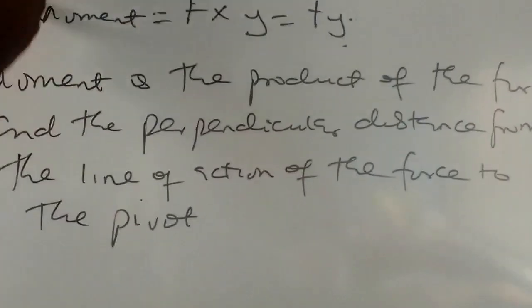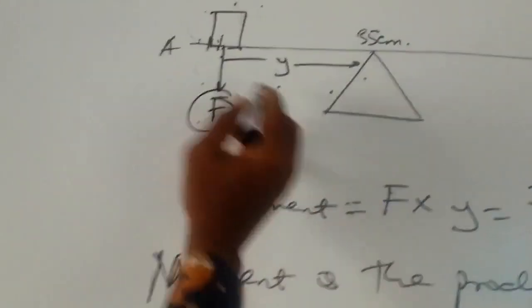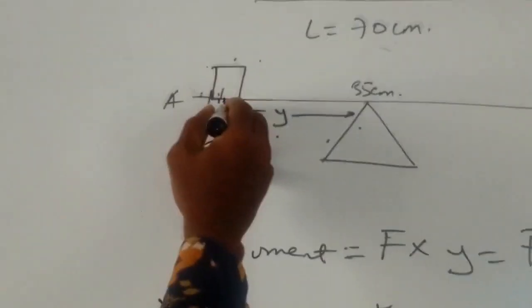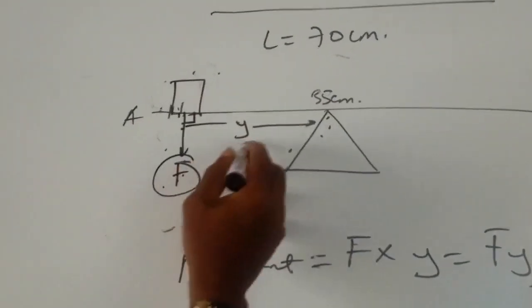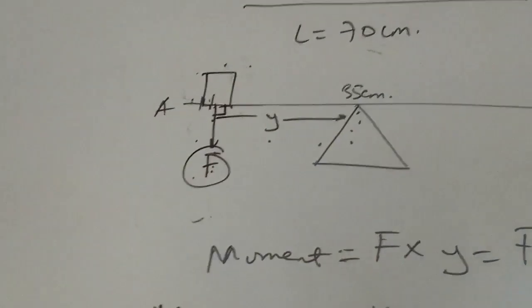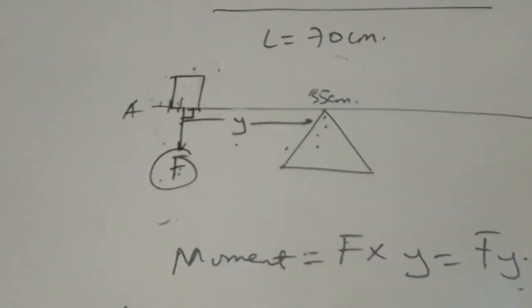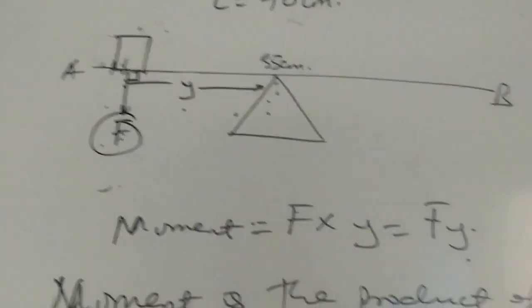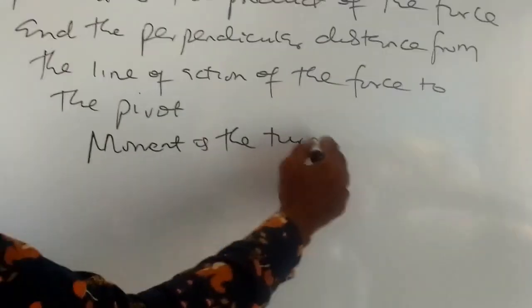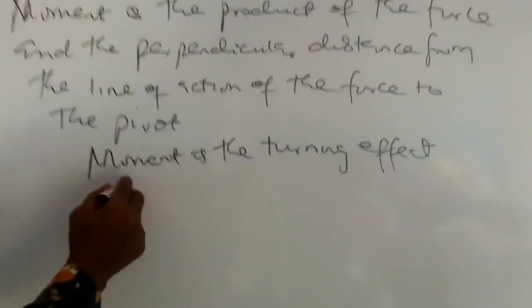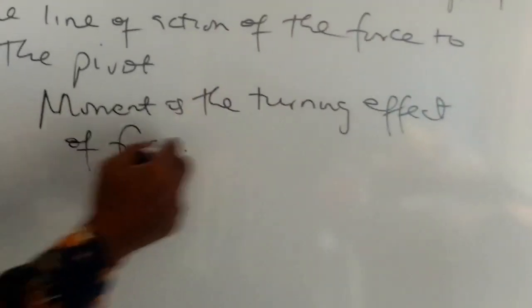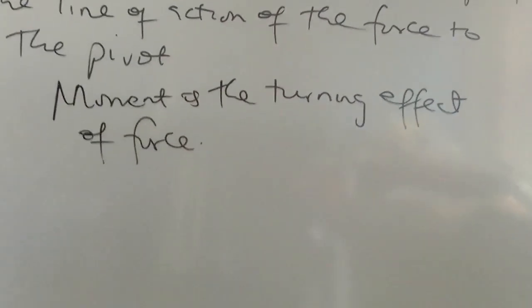So if you apply this force acting down here, the distance measured at 90 degrees to the point where the pivot is, we now have the moment of this force around this pivot. So in physics, moment is also defined as the turning effect of force. So in mechanics, moment can also be said to be the turning effect of force.